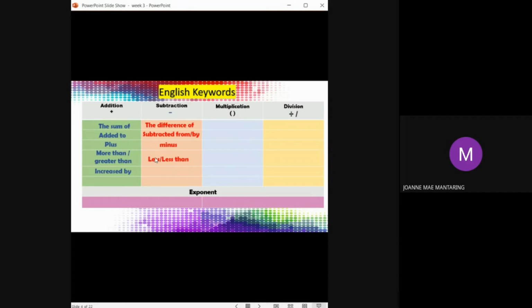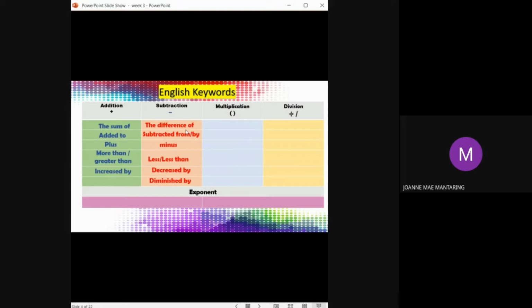Okay, you have to be careful with less or less than. I will discuss it later. They are same, associated in subtraction, but they are different. Malalaman nyo kung ano yung pinagkaiba nila mamaya. Okay, and kung sa addition we have increased by, sa subtraction we have decreased by. And we also have diminish. So these are the words or keywords associated with subtraction. So kapag nakita nyo sila, we are talking about subtraction.